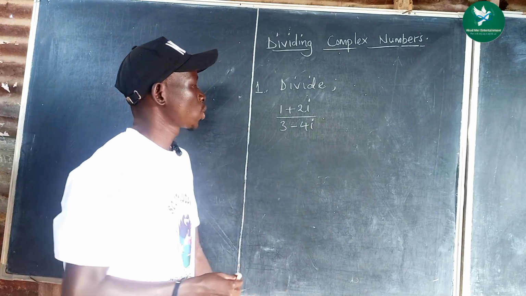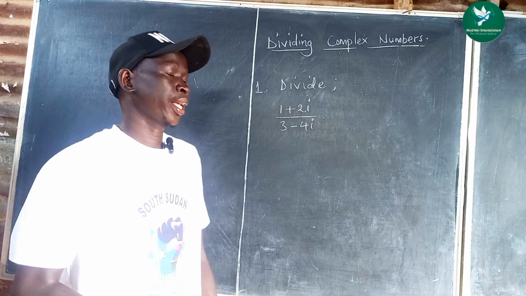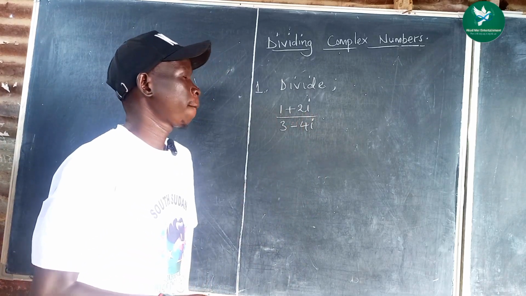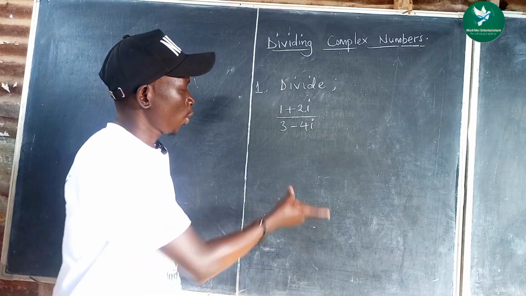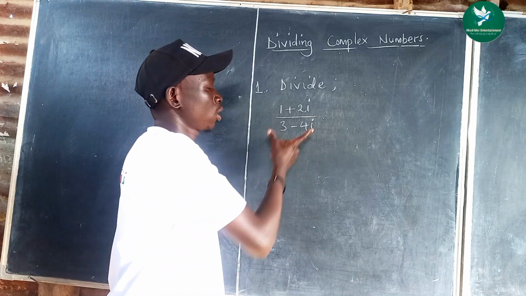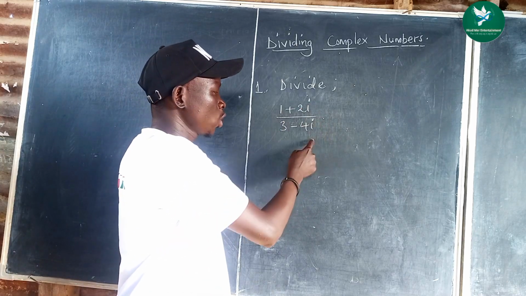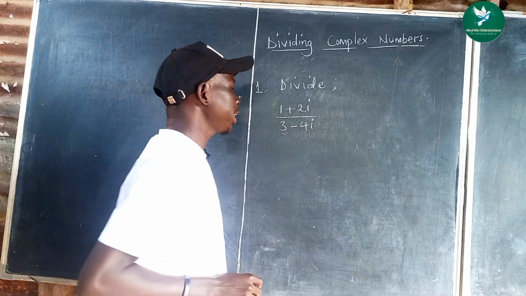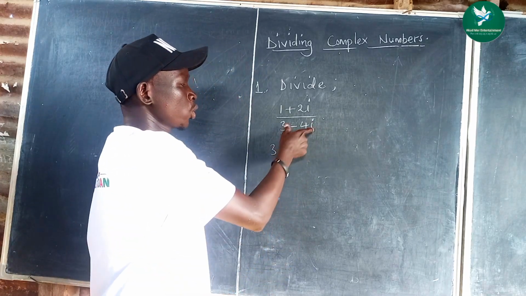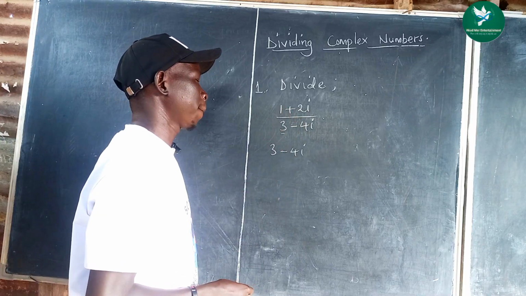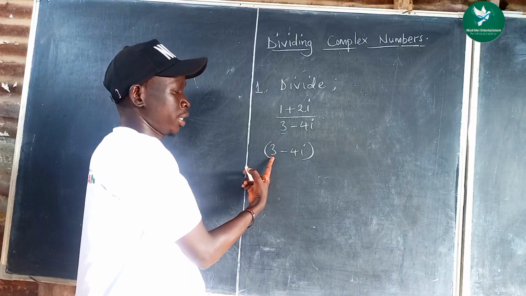If we are given a number like this, 1 plus 2i, we want to divide by 3 minus 4i. So this is a complex number. But for us to divide a complex number, there is a condition we have to meet, whereby we look at the denominator of the fraction or the divisor. The denominator, which is 3 minus 4i, is what we are going to use to divide 1 plus 2i. But if we divide like this, the first thing to do, we need to get the conjugate of the denominator.